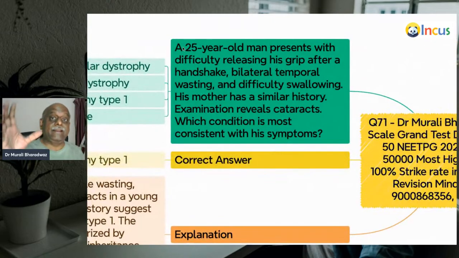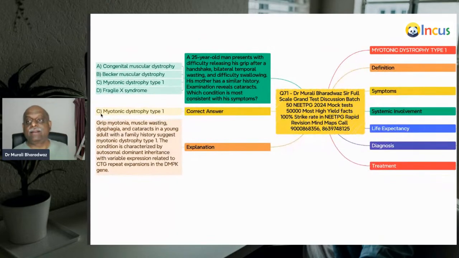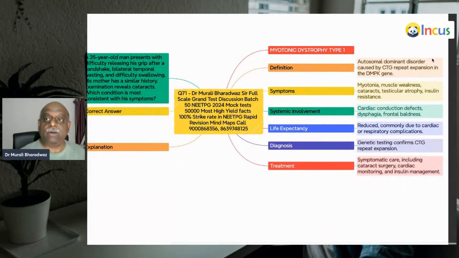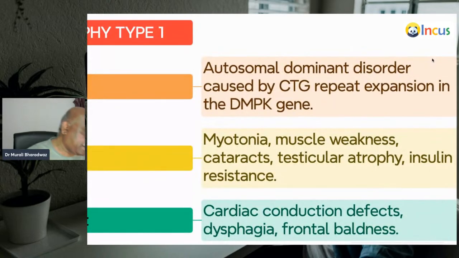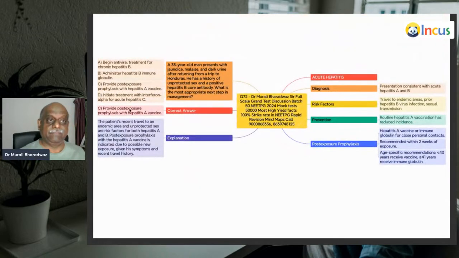25-year-old with difficulty releasing his grip after a handshake. Bilateral temporal wasting, difficulty swallowing. Classical of myotonic dystrophy type 1 is what you have to remember. So what is myotonic dystrophy because of, doctor? CTG trinucleotide repeat is what you need to basically remember. Or DMPK gene defect is responsible for the myotonic dystrophy.